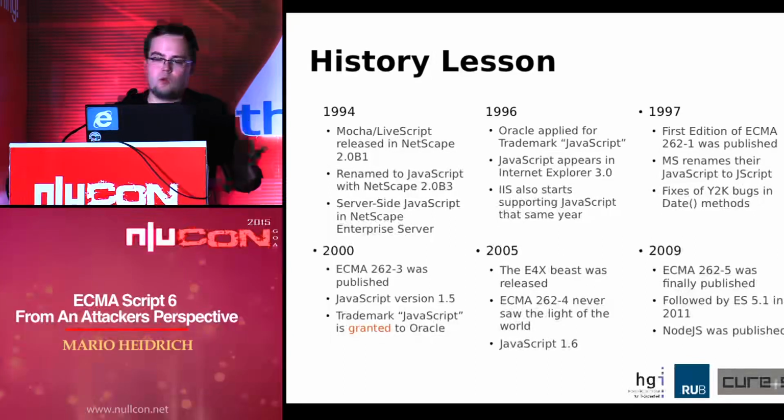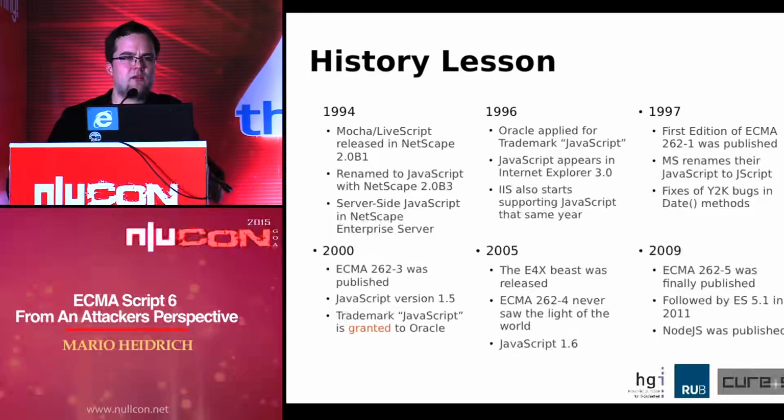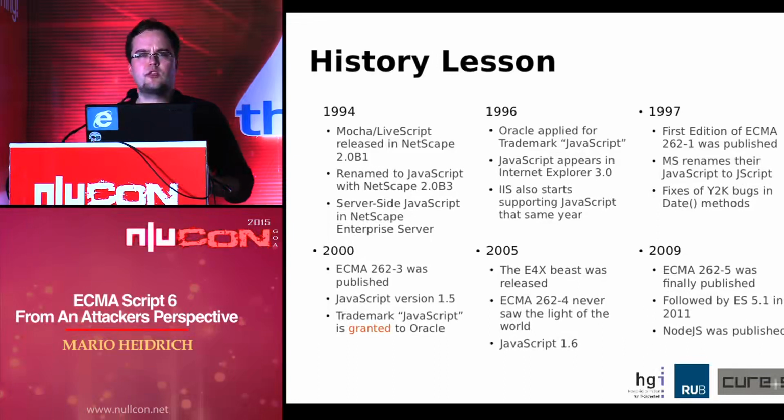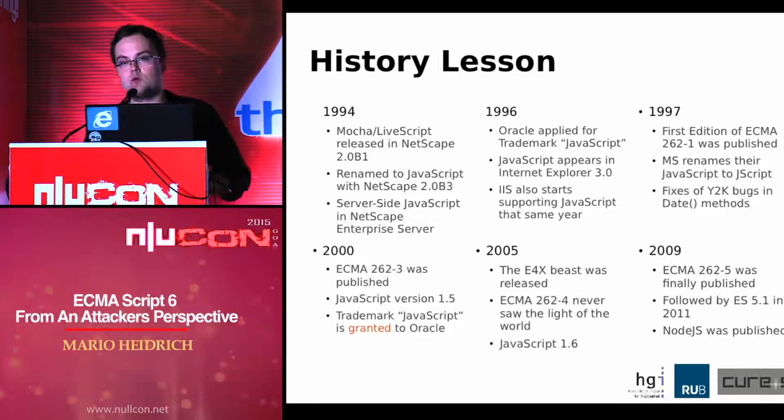In the year Y2K, so in the year 2000, ECMAScript 262-3 was published. So there was a little bit of movement on the specifier side. And JavaScript as such reached the version number 1.5. You might already be wondering, so some people say ECMAScript 262-3, JScript, JavaScript, version numbering. How is this homogeneous? How is this unified? Guess what? It's not, because everybody put their own label on it. And in the same year, the trademark JavaScript was actually granted to Oracle. So now Oracle owns the term JavaScript. I'm not sure if that's a good thing.